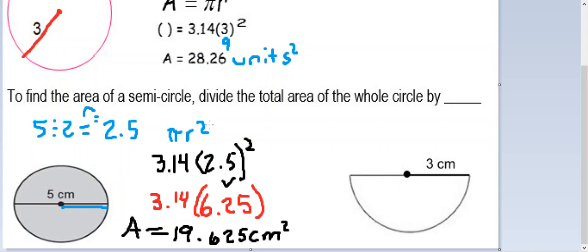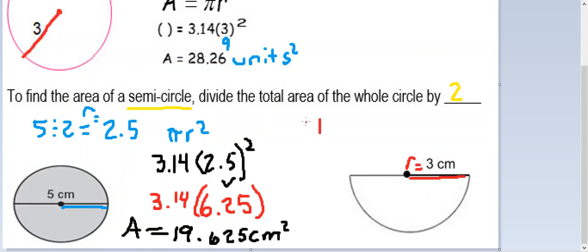All right, my last example here is a half circle, otherwise known as a semicircle. To find the area of a semicircle, we divide the total area of the whole circle by 2, because it's half of a circle. So I use this same formula of pi r squared, but I have to divide it by 2 because it's only half of a circle, not a full circle. So let's see if I know my radius. Oh, I do. It says right here that my radius is 3. So r equals 3. So I can plug it in.